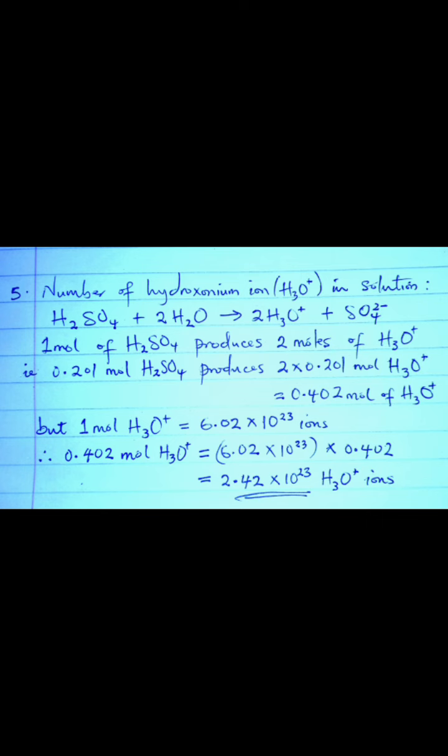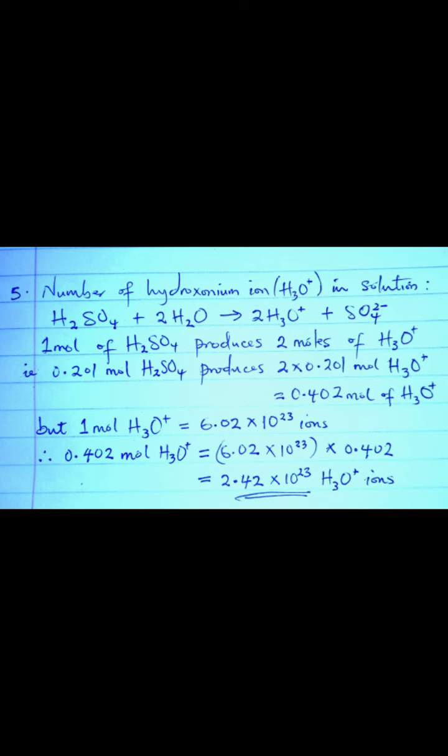So we write an equation to represent that. H2SO4, which is the acid we used in this question, plus water, yields the hydroxonium ion plus SO4 2 minus ions. Now if we balance the equation, we discover that H2SO4 yielded 2 moles of hydroxonium ion. So 1 mole of H2SO4 produced 2 moles of H3O plus, that's hydroxonium ion.